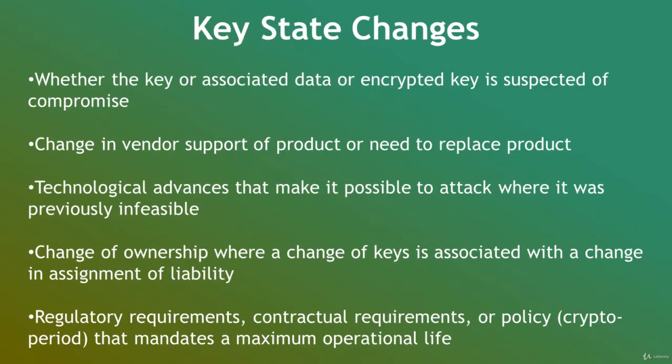There are instances when it is necessary for an authorized administrator to make changes to the key's parameters which cause a change in its state during a life cycle. Here's a list of some of those circumstances. Whether the key or associated data or encrypted key is suspected of compromise. Change in vendor support of product or need to replace product. Technological advances that make it possible to attack where it was previously infeasible. Change of ownership, where a change of keys is associated with a change in assignment of liability. Regulatory requirements, contractual requirements, or policy crypto period that mandates a maximum operational life.